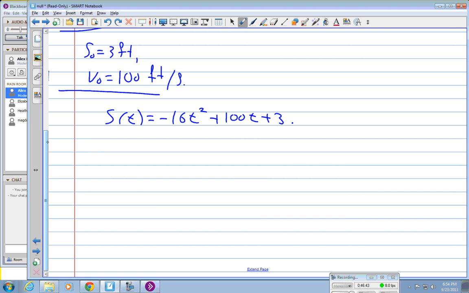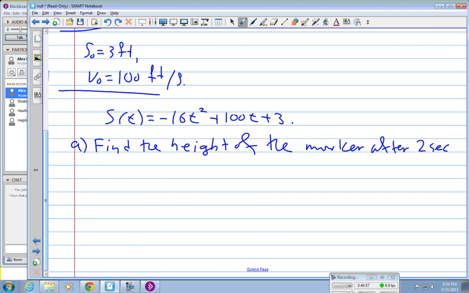Find the height of the marker after 2 seconds. So I let it go, and 2 seconds later, I want to know how high it is above the ground. With another group, we actually ended up with a negative number, which means after 2 seconds, it's not flying anymore. It's been on the ground for a while. If the marker could go through the ground, we actually ended up with like 31 feet below the ground with the previous one. But if you go 100 feet per second to begin with, we might get something nice.